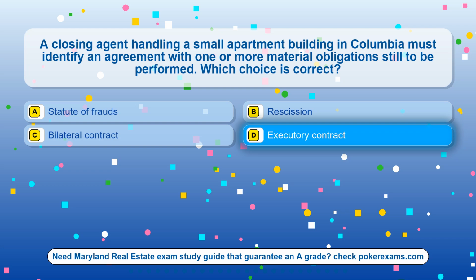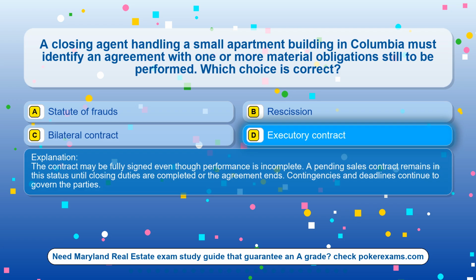The correct answer is option D. Executory contract. The contract may be fully signed even though performance is incomplete. A pending sales contract remains in this status until closing duties are completed or the agreement ends. Contingencies and deadlines continue to govern the parties.